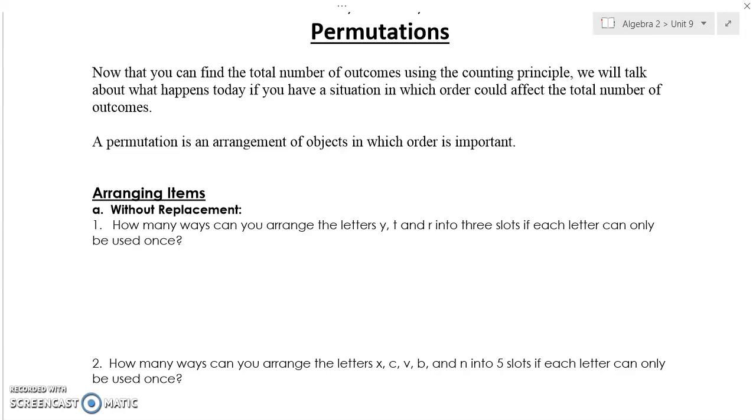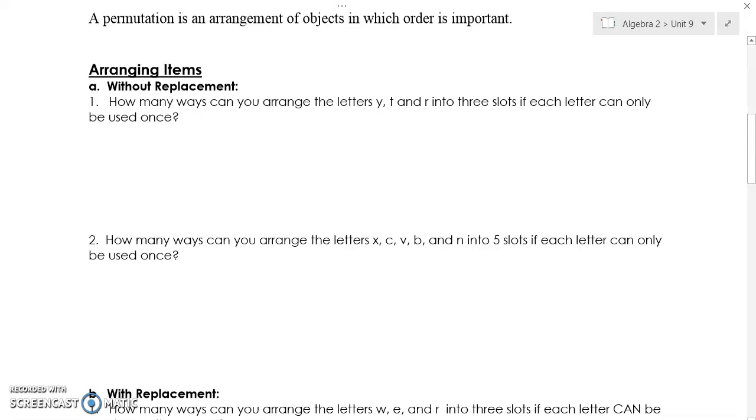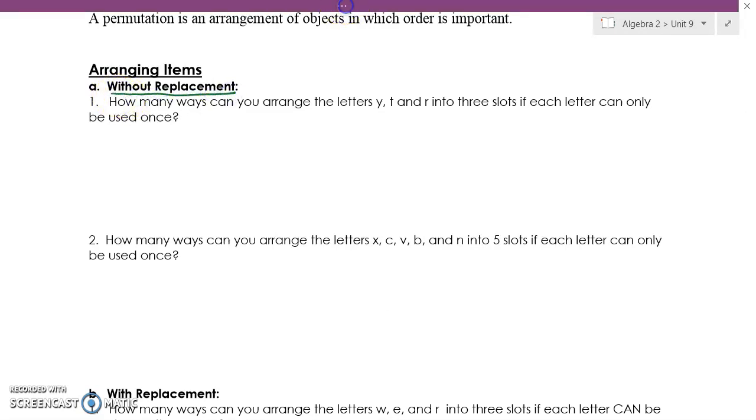A permutation is an arrangement of objects in which order is important. For example, if you were to win first place, it's kind of a big deal. Second place is second best, third place is almost there. Alright, let's look at it. It says without replacement. What that means is don't use them up again.